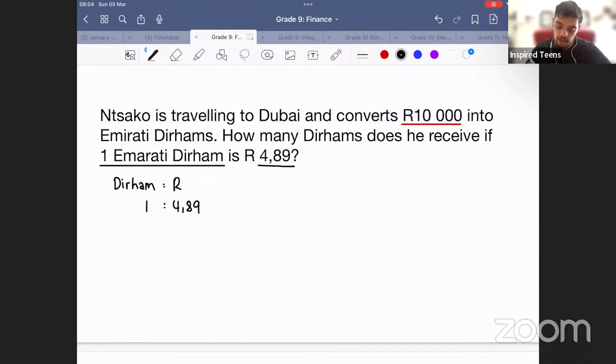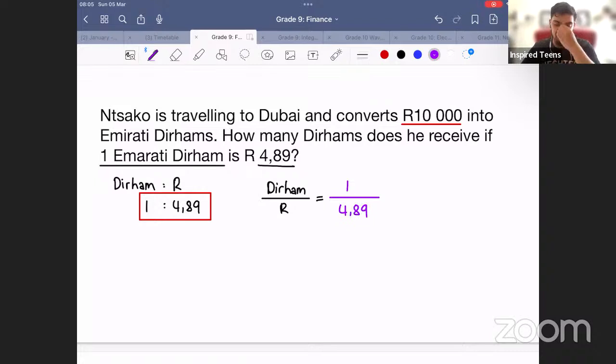When you want to do calculations, remember that when we did ratio and rate, we learned that ratios can be expressed as fractions. So that's exactly what you want to do. You say dirham over the rand amount, and we've created this ratio in terms of a fraction. So we know that 1 dirham represents 4.89 rands.